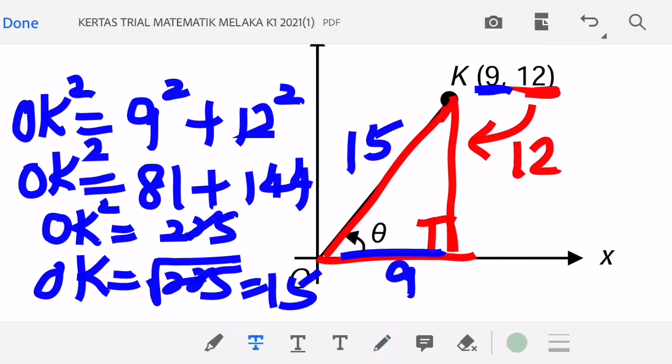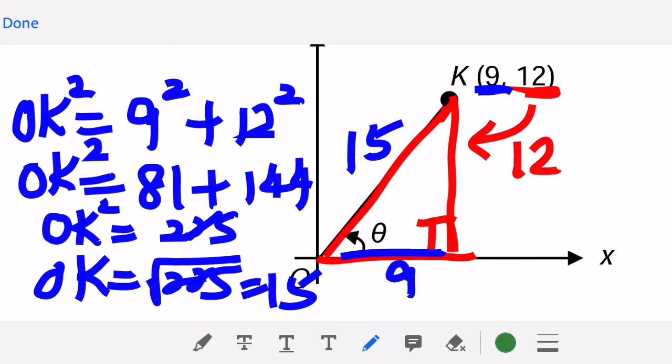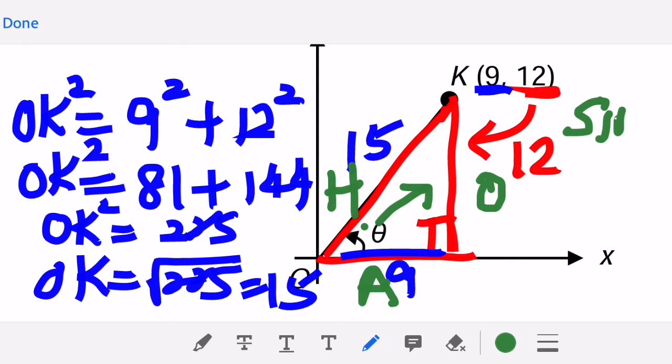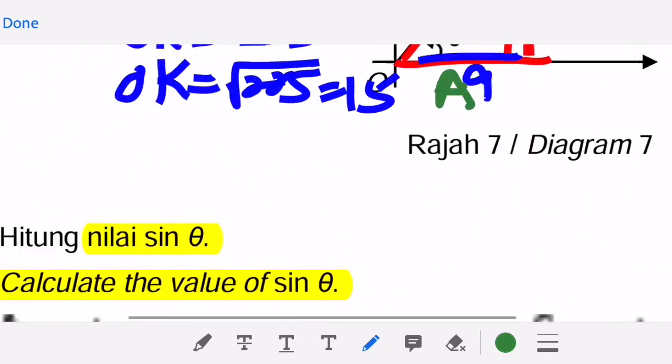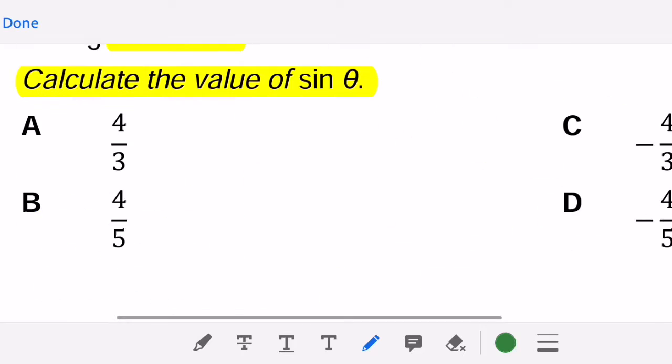So how to find sine theta? For sine theta, you must point the arrow from theta to the side. The side opposite to theta is called the opposite length. And here is adjacent, and here is hypotenuse. So sine theta is opposite over hypotenuse, 12 over 15. We need to simplify to the simplest form. So sine theta is 4 over 5, right?